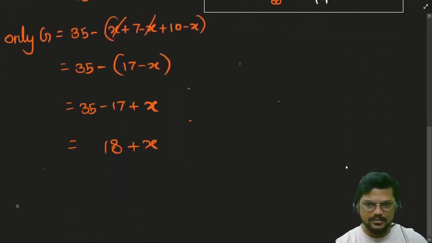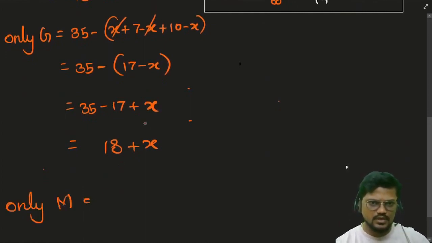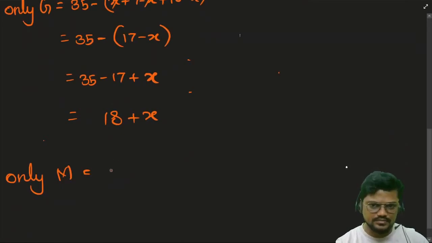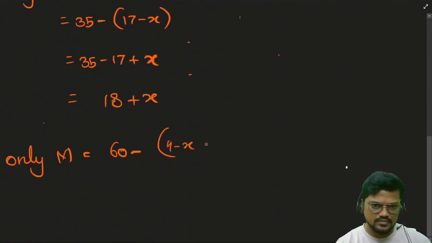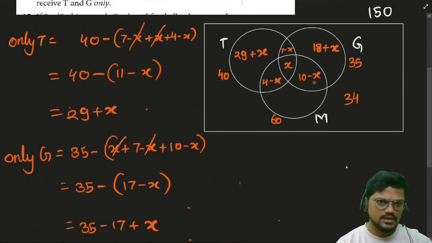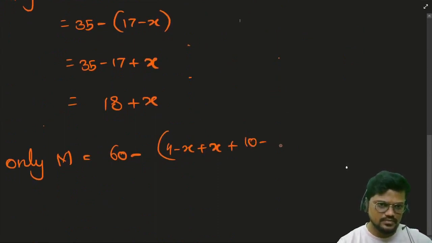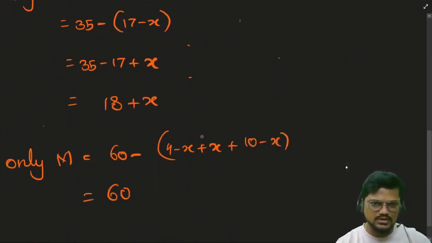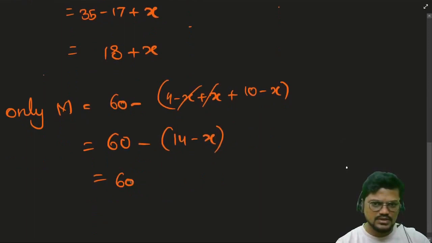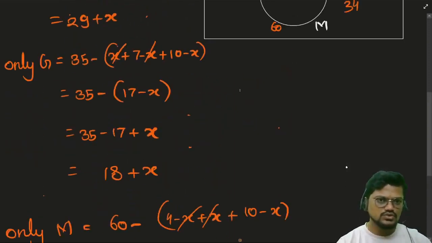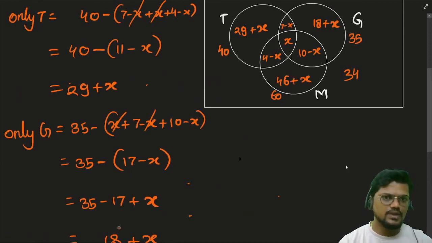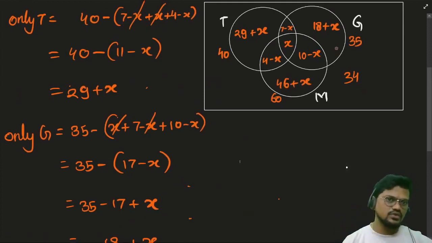Fine. And again for only M, it will be 60 minus 4 minus X plus X plus 10 minus X. Okay, that gives you 60 minus this, minus X plus X would get cancelled. 14 minus X. So that gives you 60 minus 14 plus X, that is 46 plus X. So this will be 46 plus X. Now if you add all of them, plus 34 should give you 150.